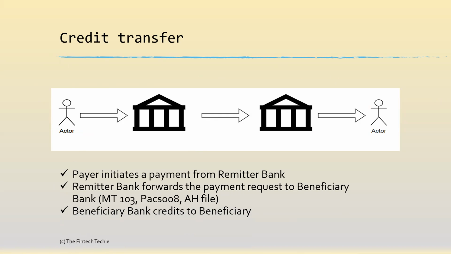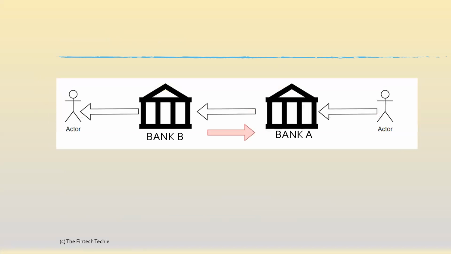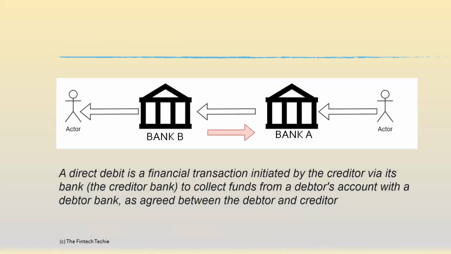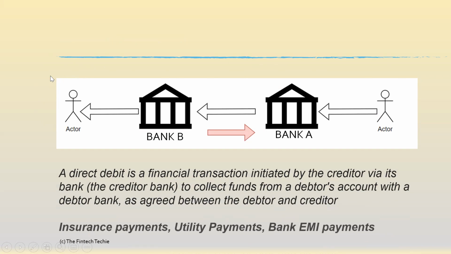But what happens if it's vice versa? In case the payment is not initiated by the remitter, but is initiated by the beneficiary. So let's talk about this example, wherein a direct debit is a financial transaction initiated by the creditor, which is on the right-hand side, via its bank, the creditor bank, to collect funds from a debtor via the debtor bank, as agreed between the debtor and the creditor. Now, this might sound a mouthful, but let's understand this in deeper detail.